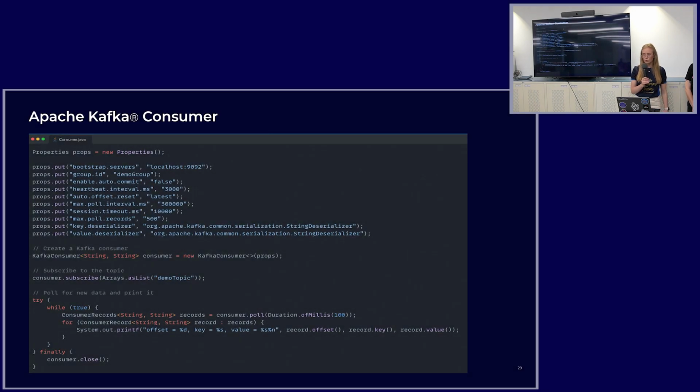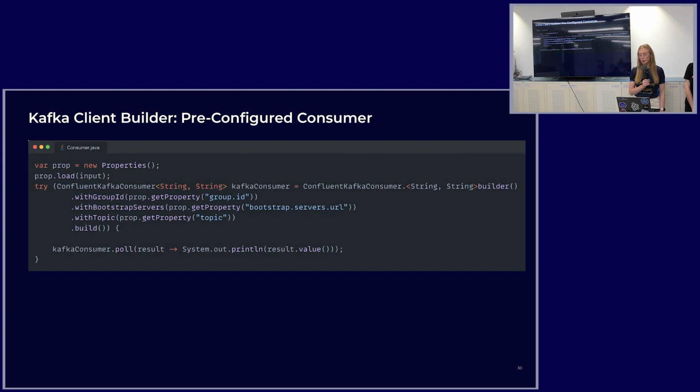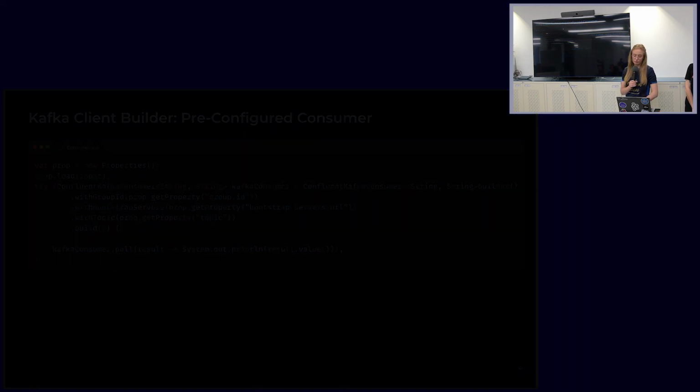So it's what you're all probably familiar with, an Apache Kafka consumer. You have to, again, set all these properties, list of properties, pass them through to your consumer, then you set your topic, or in this case it's just called demo topic. We then poll, and then after we're polling, we are printing out the information from the message that we're getting from our topic. But with our pre-configured consumer, it's as easy as passing through the group ID, the Bootstrap server, the topic name, and calling build. And then we do a poll and then print out that result.